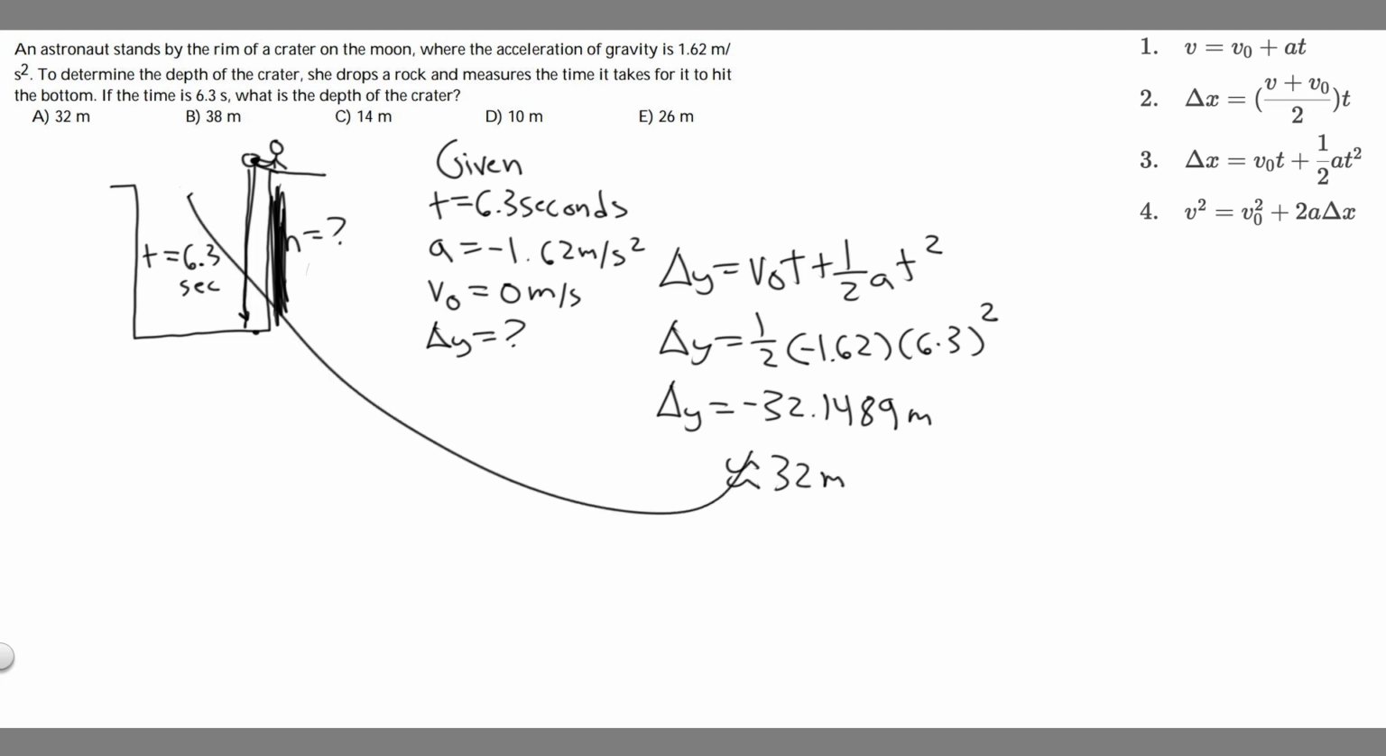And if we look at our answers, you can see that A is 32 meters. So the height of the crater, or the depth of the crater, is 32 meters. So this is your answer, and hopefully you found this useful.